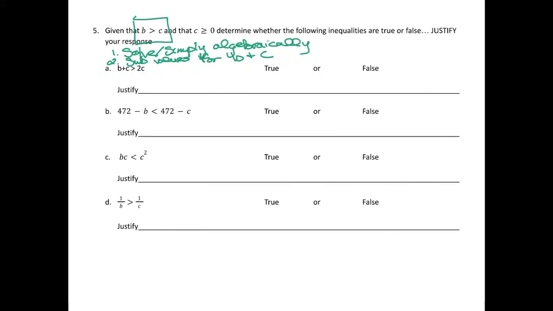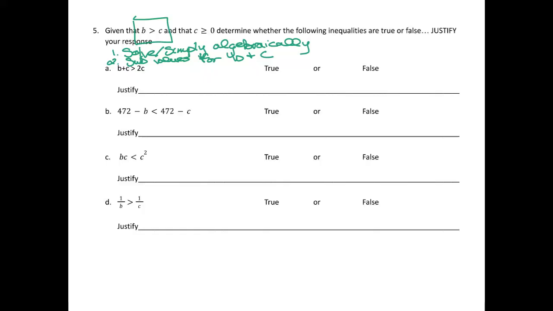Given that B is greater than C, there are two main ways that I would approach this problem. One would be to try to solve or simplify it algebraically first. The second thing I would do is substitute in values for B and C, and make sure that B is a larger value than C. By putting real numbers in, you're going to find out whether it's true or false. I'm probably going to focus more on the algebraic part, because I feel like you can substitute numbers in and see if that's going to work.